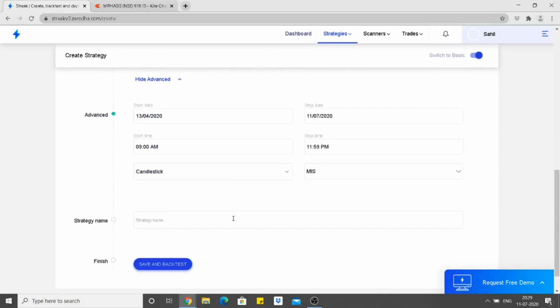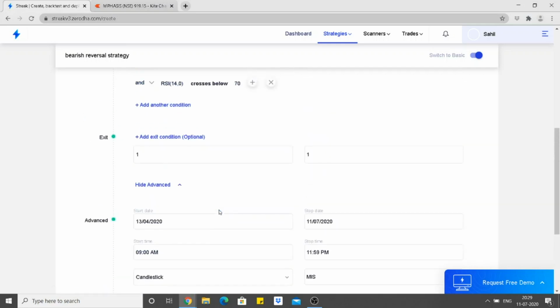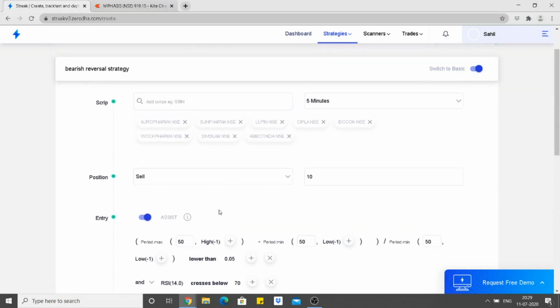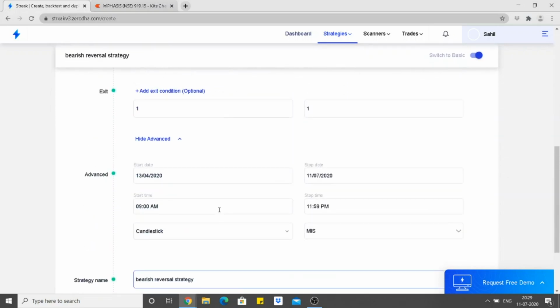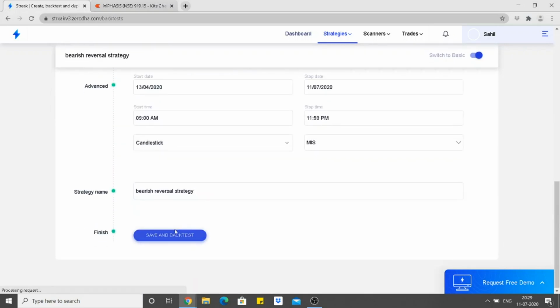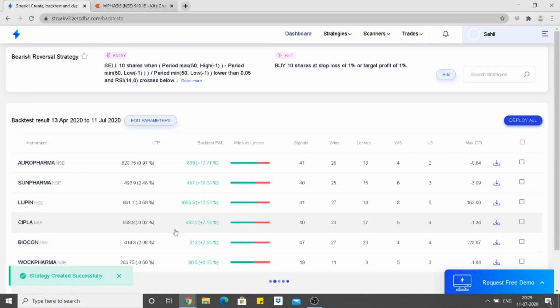We are going to give a name to the strategy, which is a bearish reversal strategy. Let me just check if we have put in all the parameters correctly. Right. Okay, so we can go and backtest the strategy as well.